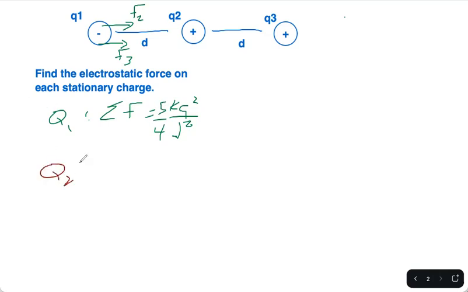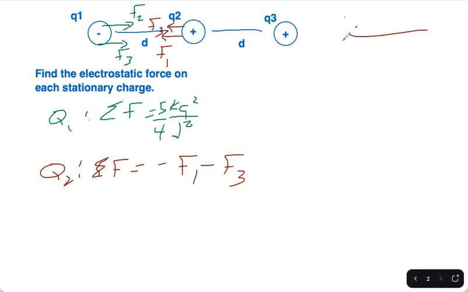Charge number 2. Now for charge number 2, negative and positive is going to attract, so I'll call that force 1 from charge 1. Like charges will repel, so that'll be force 3 from charge 3. So the sum of the forces here is going to be negative force 1 minus force 3. Why am I doing negative? Because on an x-axis, to the right is adding and to the left is subtracting, keeping a consistent coordinate system because they are vectors.